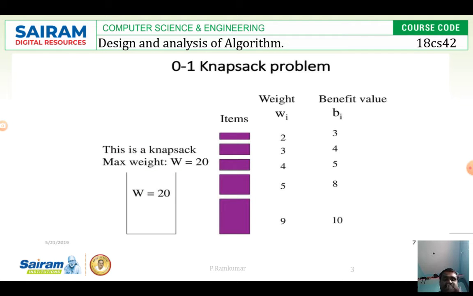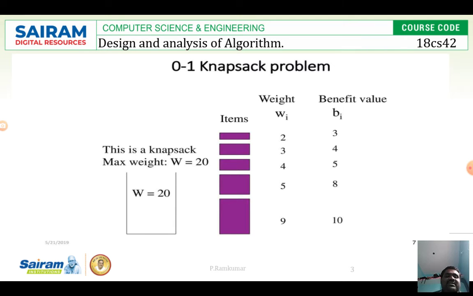Now consider this example. In this example, I have a bag with a capacity of 20 kilogram. Assume 20 kilogram. I have 1, 2, 3, 4, 5 objects, 5 items, where Wi represents the weight of each item and Bi represents the benefit value, that is, the profit of each item. If an item's weight is 2 kilogram, then the profit will be 3. 3 kilogram, profit will be 4. 4 kilogram, profit will be 5. 5 kilogram, profit will be 8. 9 kilogram, profit will be 10.